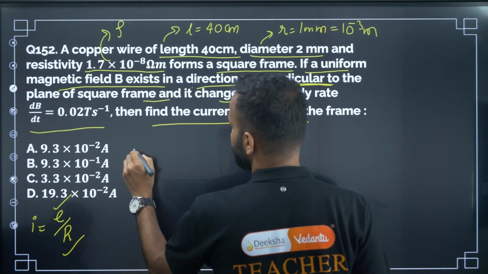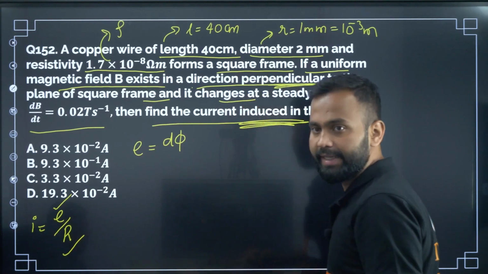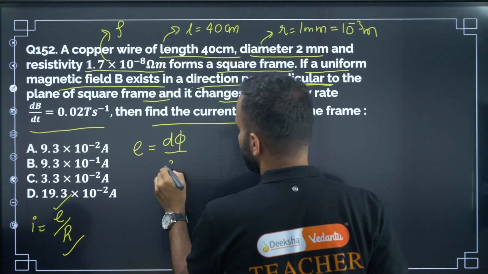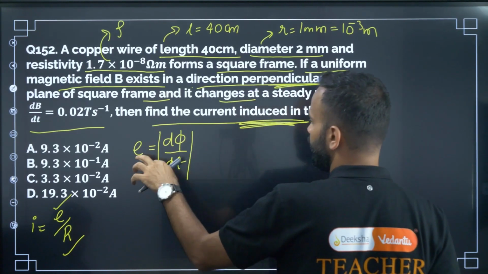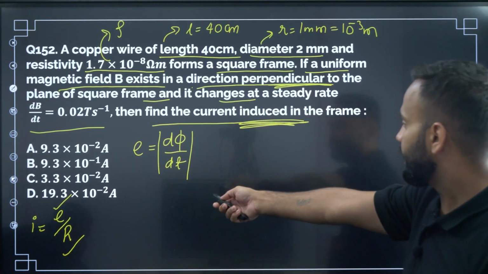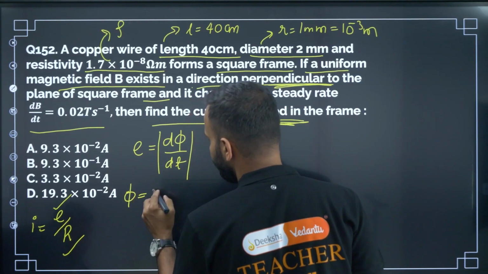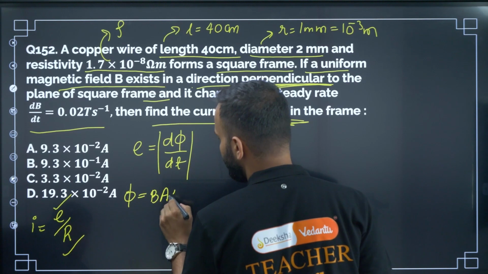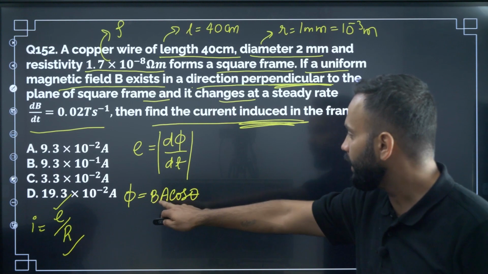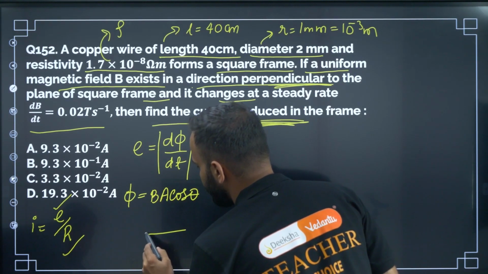So the induced EMF E is equal to the rate of change of magnetic flux. I am writing in magnitude. Actually E equals minus d phi by dt, so in magnitude it is E equal to d phi by dt. So what is d phi? Change in magnetic flux, and dt is change in time. Magnetic flux phi is equal to B into A into cos theta. So what is theta here? Theta is the angle between the magnetic field vector and the area vector. So what is the value of theta?